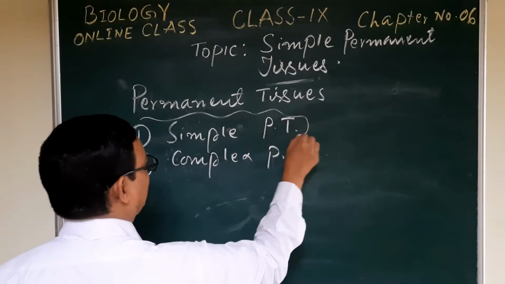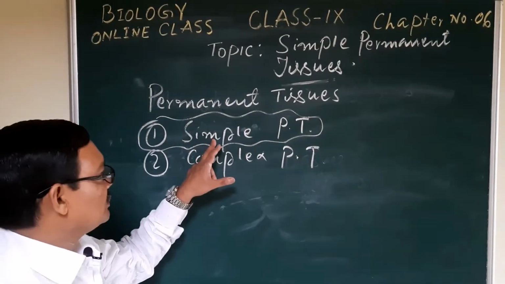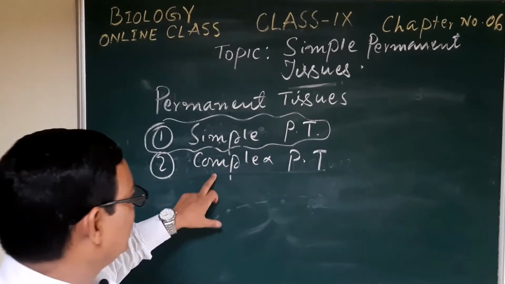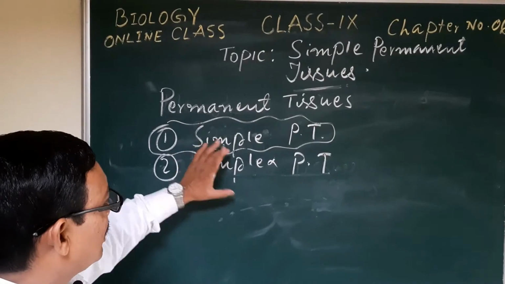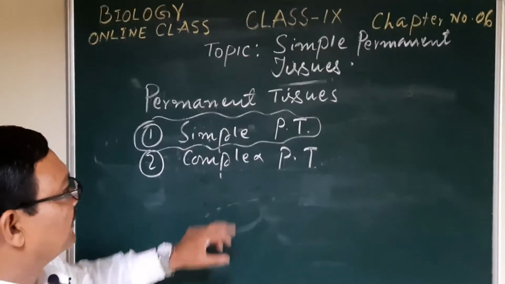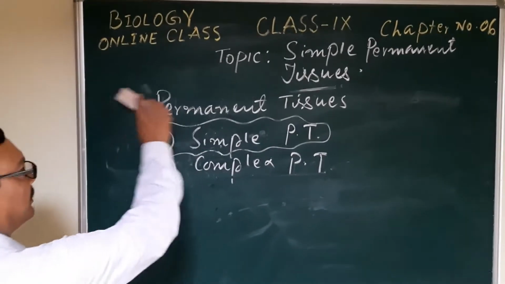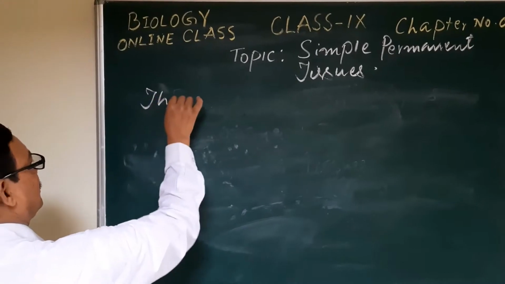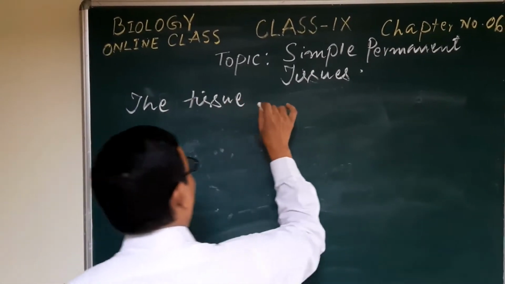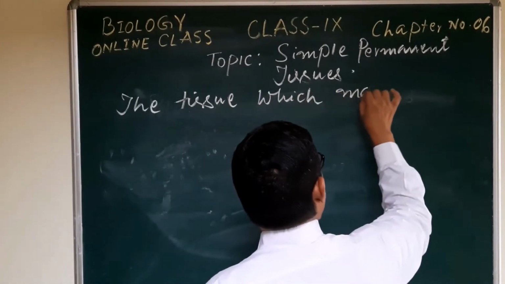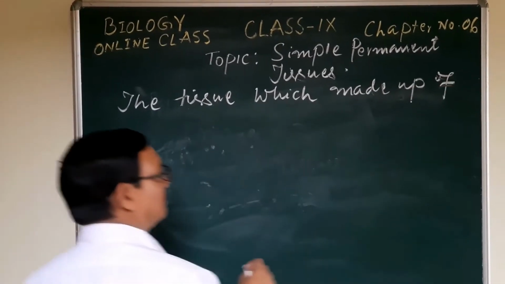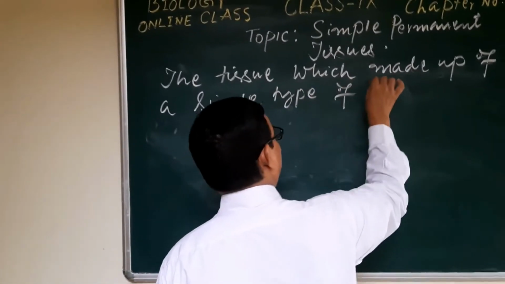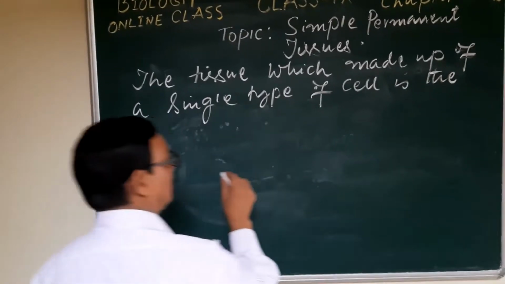In the simple permanent tissue, we will see that the tissues are mainly composed of a single type of cell, and in the complex permanent tissue we will see that the tissue is composed of different types of cells. Today we shall discuss the simple permanent tissue. First, we may define it in a simple way: the tissue which is made up of a single type of cell is the simple permanent tissue.